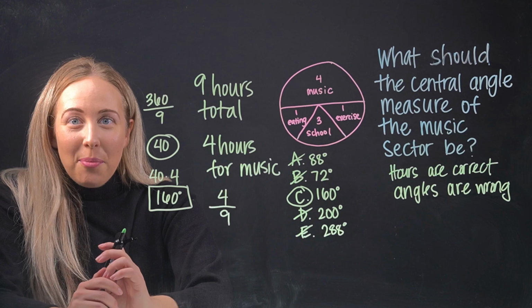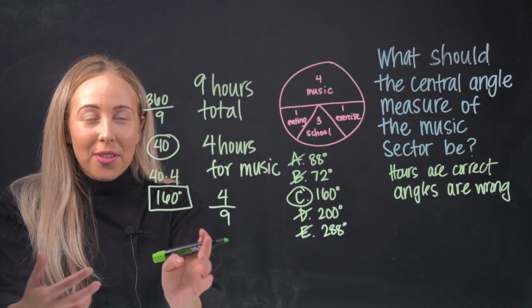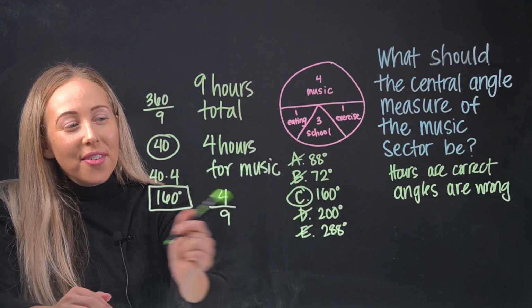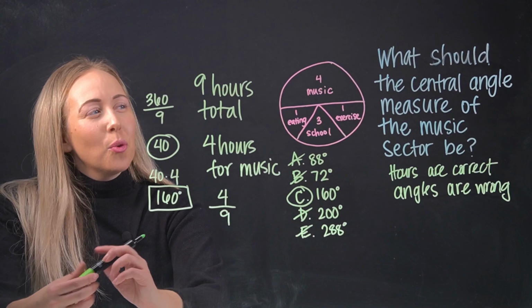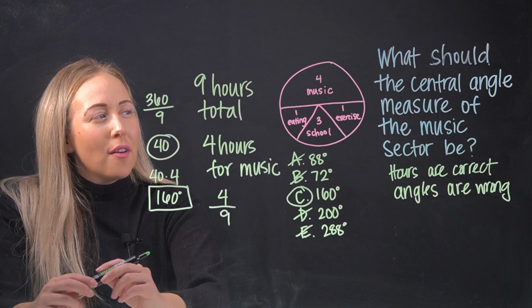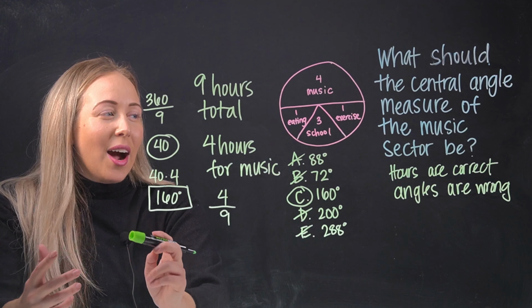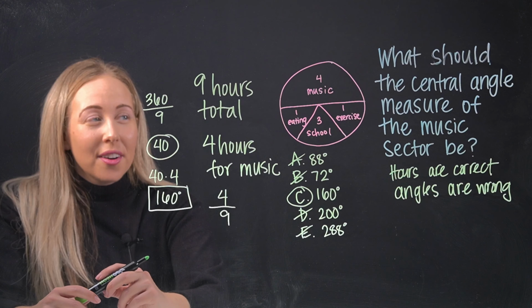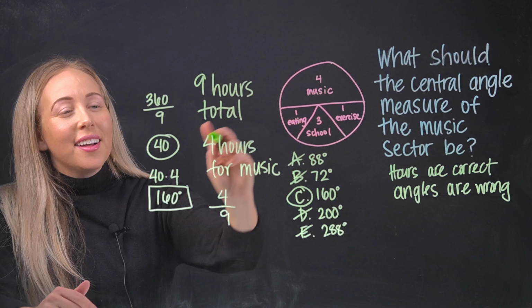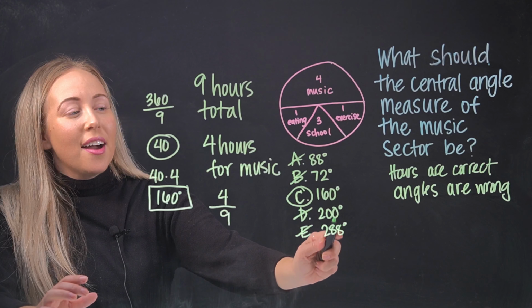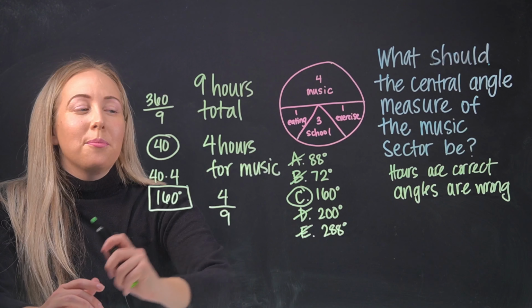So this is a great example of a common question that you might see on the ACT Math section where process of elimination is so useful. So you see they asked us kind of a creative problem here, like what should the central angle measure of the music sector be if the hours are correct but the angles are wrong? And here we see, we just have to say, oh, 4 out of 9, a little less than half, not more than half, not less than a fourth. Boom, C, 160 is our answer.